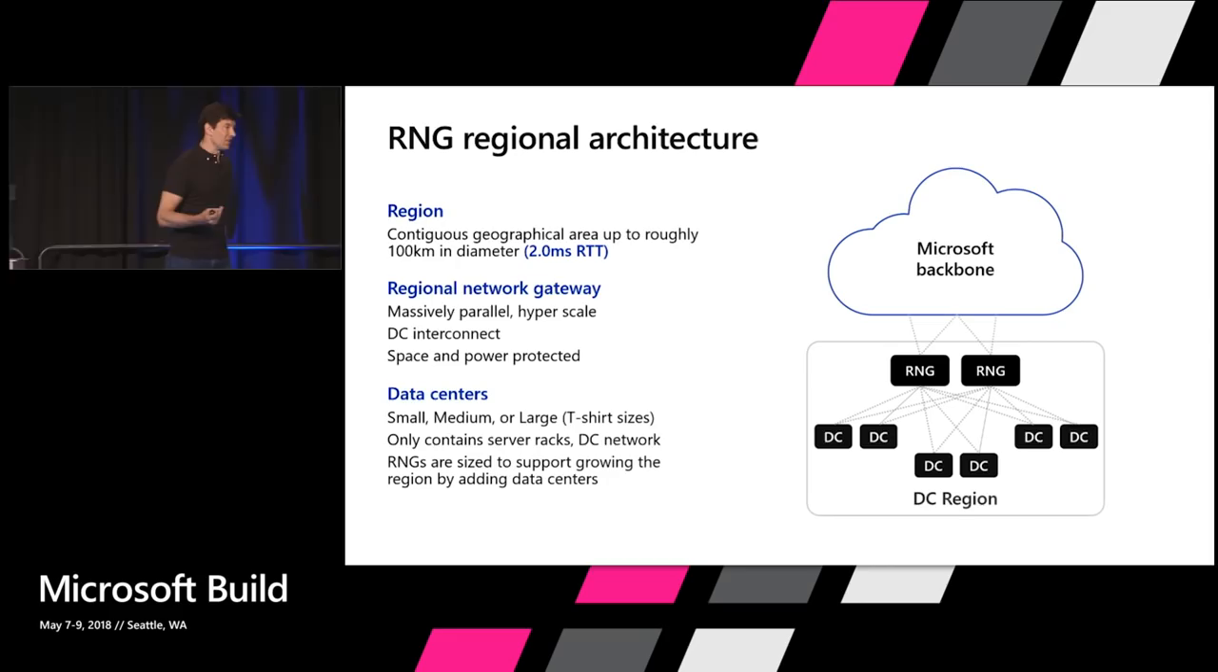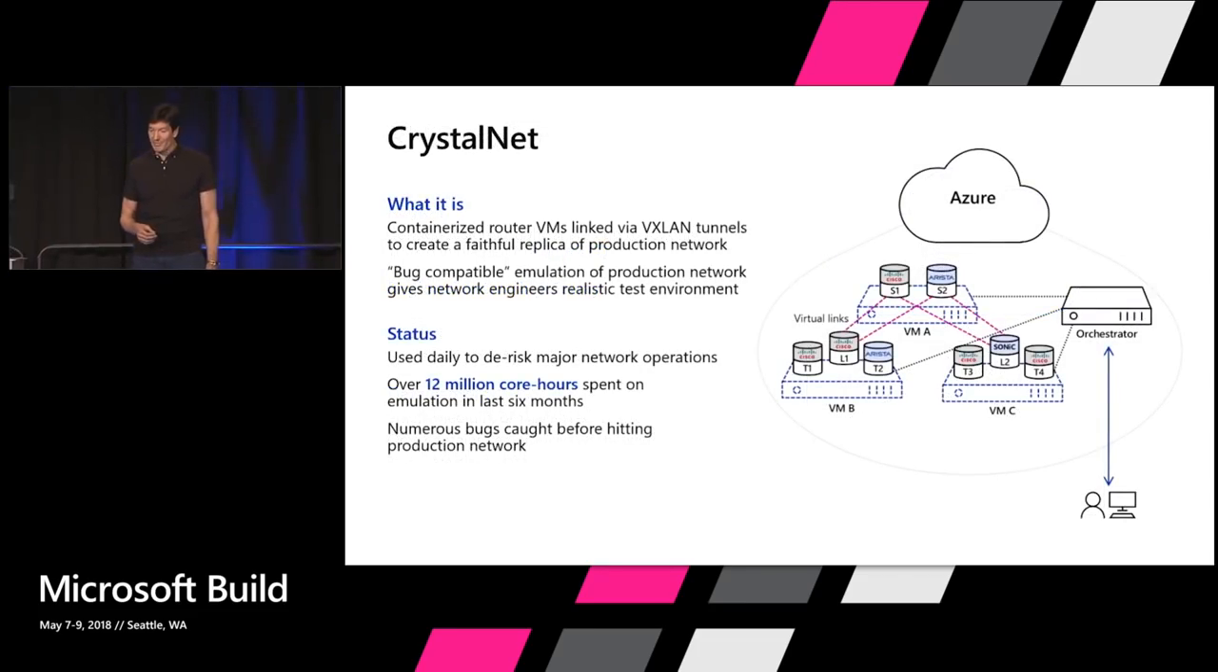And not surprisingly, as the demand for cloud continues to grow and some of our regions are getting bigger and bigger, we're realizing that we're probably going to need an XL, and then XXL, and then XXXL at some point. But that's the state of our RNGs as they connect together.